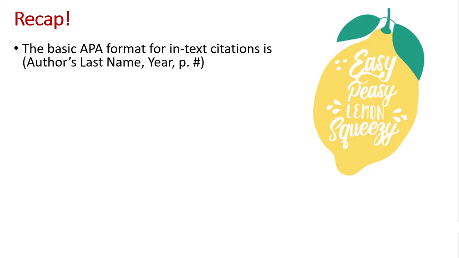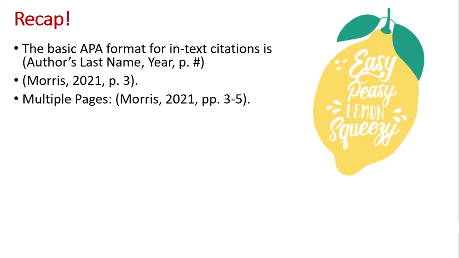Okay, so let's recap. The basic APA format for in-text citations is the author's last name, the year, and a P, and then the page number. So Morris, 2021, page 3. For multiple pages, it's a dash with the page range and a PP in front. So PP period 3 to 5. For no pages, you need to show where it's from, whether that's a paragraph number, a section or chapter title, or a table. So here, Morris, 2021, paragraph 12.